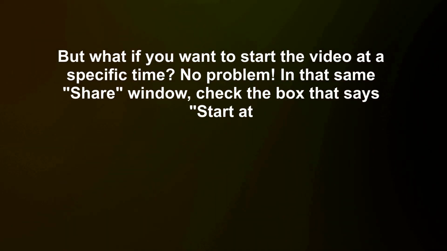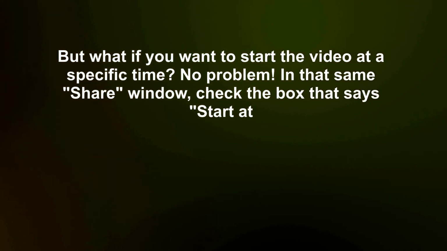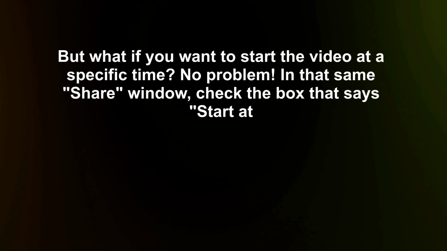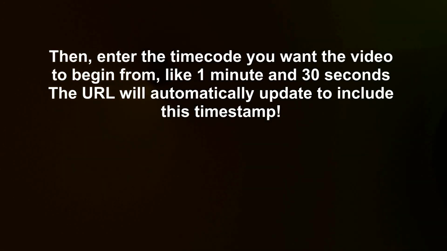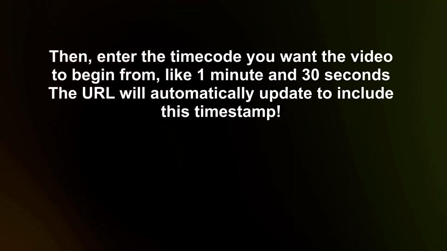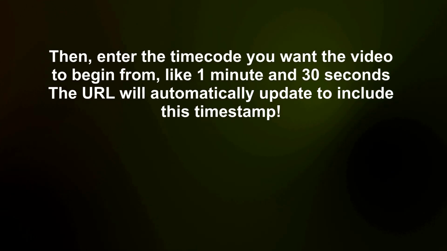But what if you want to start the video at a specific time? No problem. In that same share window, check the box that says start at. Then, enter the time code you want the video to begin from, like 1 minute and 30 seconds. The URL will automatically update to include this timestamp.